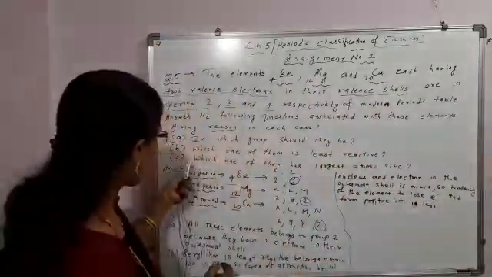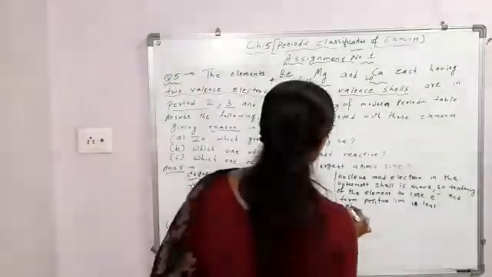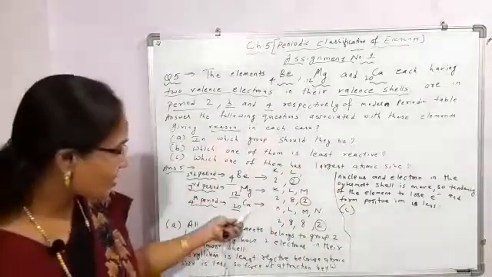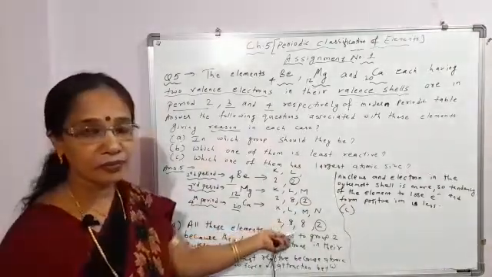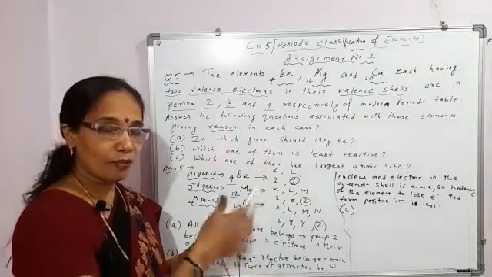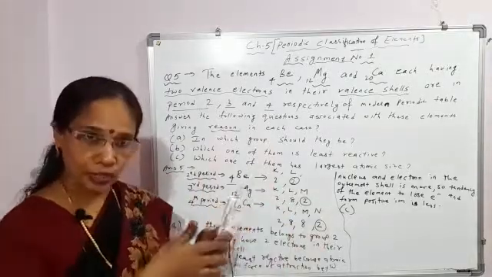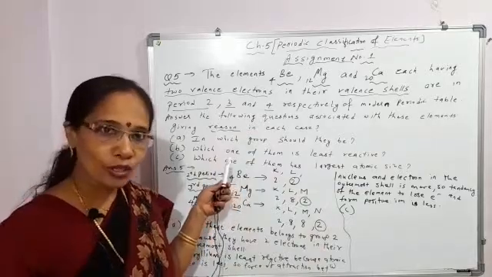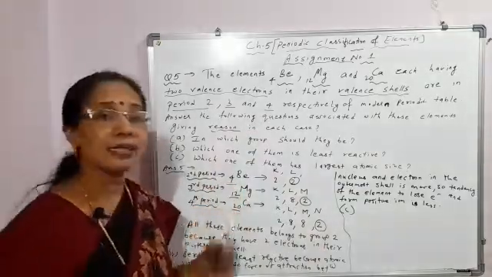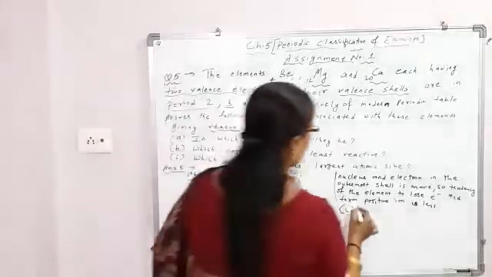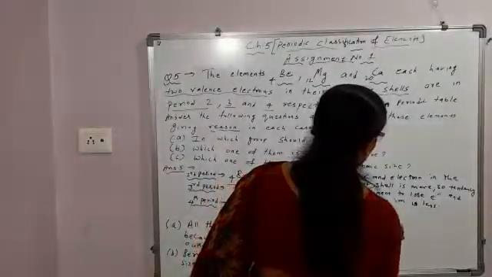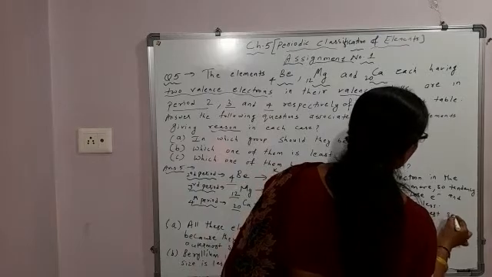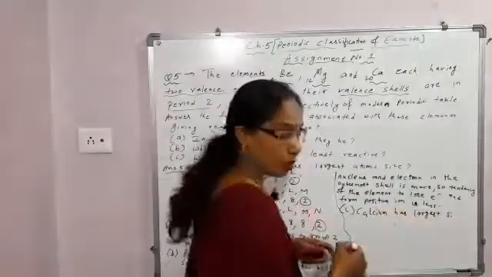Okay, next question is which one of them has largest atomic size? Calcium. Why? Because the number of shells in which the electron is filled is more. So distance between nucleus and electron in the outermost shell is more. So which has largest size? Calcium. Calcium has largest atomic size.